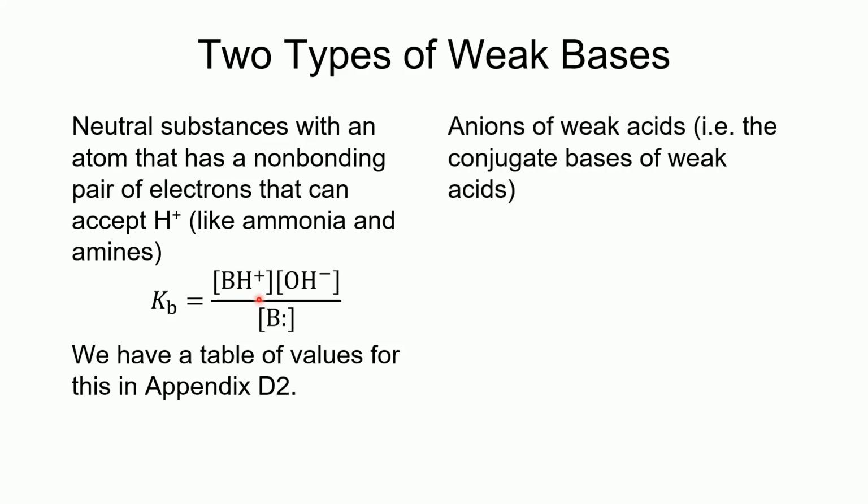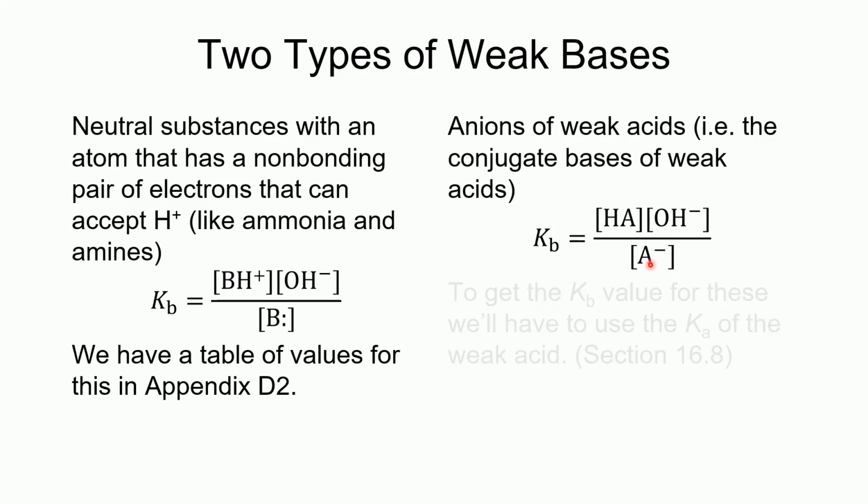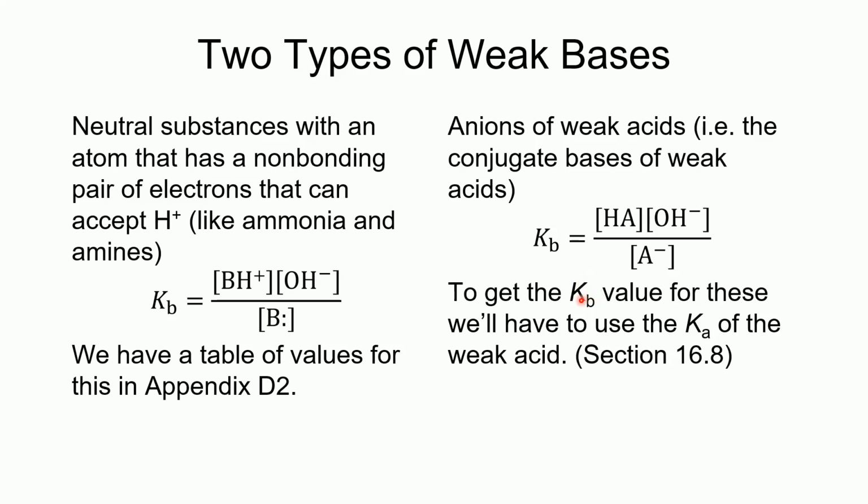The other type of weak base that we will have is anions that are the conjugate bases of weak acids. So the conjugate base of a weak acid is a weak base, and we can write this. So Kb is equal to the concentration of our conjugate acid times hydroxide over the concentration of our anion. We don't have a table with Kb values for these. For this, we'll have to use the Ka value of the weak acid, and I'm going to show you how to do that in section 16.8.